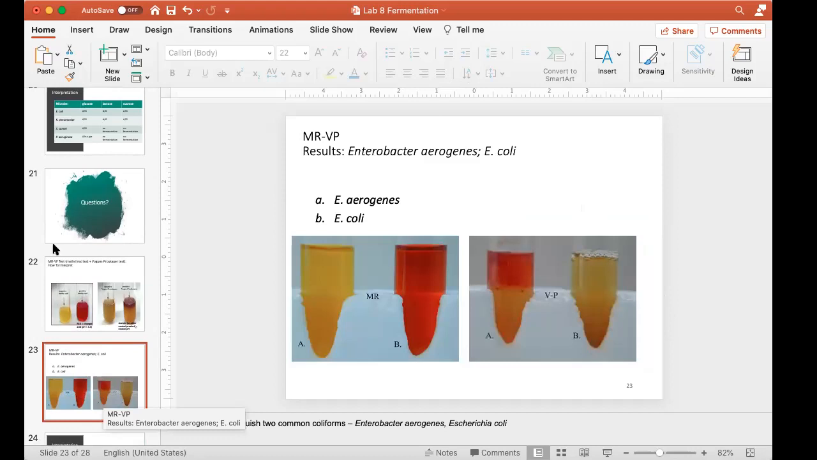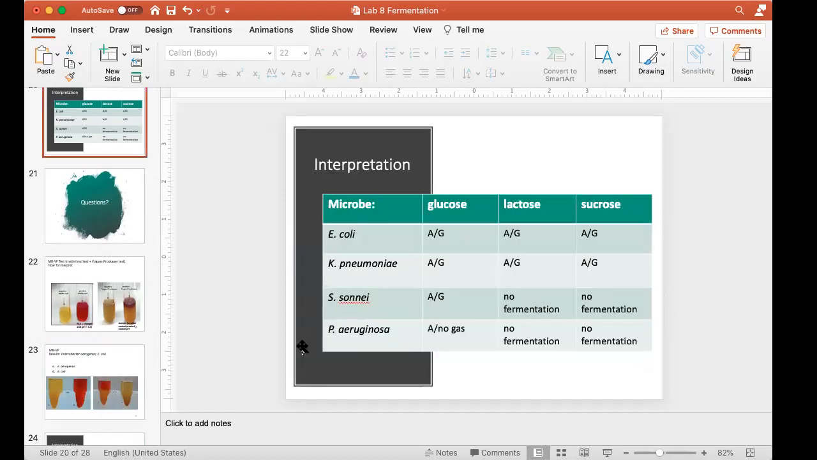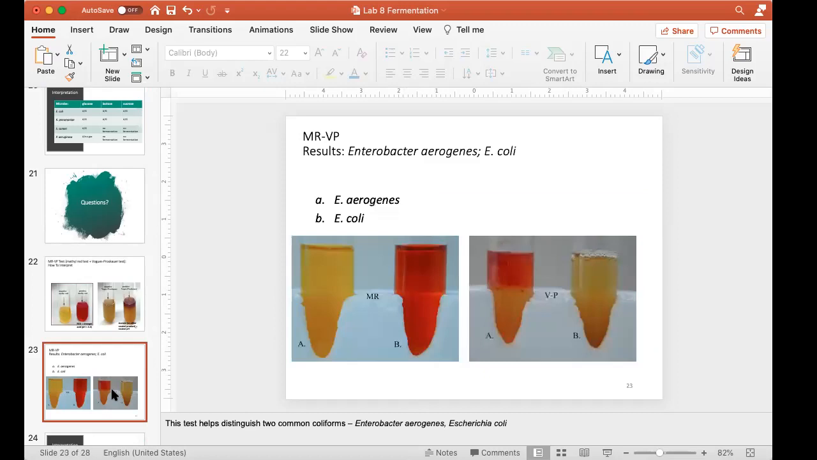Now, you can see from the list of organisms that we started with today and the ones that we ran through the carbohydrate fermentation test, there's one organism missing from our list. There were 5 that we said we were going to work with today: E. coli, Klebsiella pneumoniae, and Enterobacter aerogenes, as well as Shigella and Pseudomonas. So I didn't do the carbohydrate fermentation test for Enterobacter. I saved that organism for the MRVP test.